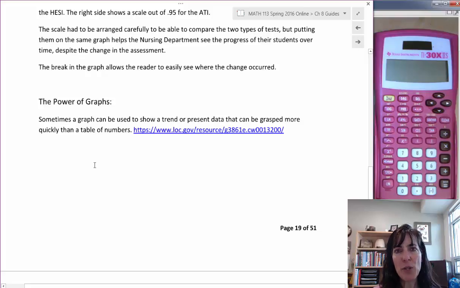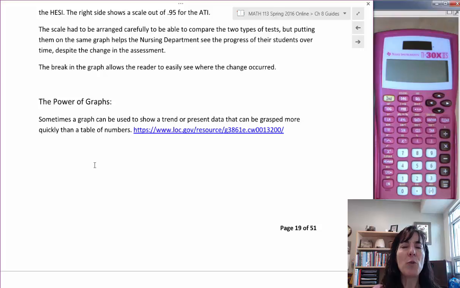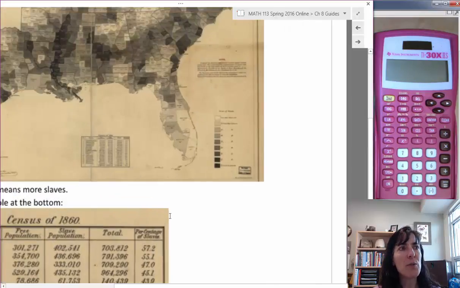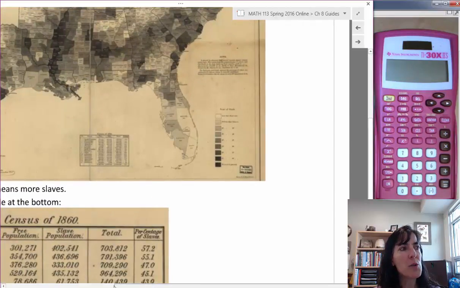Sometimes a graph can be used to show a trend, and it can be shown more quickly using a graph or using a picture instead of using tables and numbers. And I gave you a web resource here. This is where I got this next picture from, and there's some information there. This is also in your book.